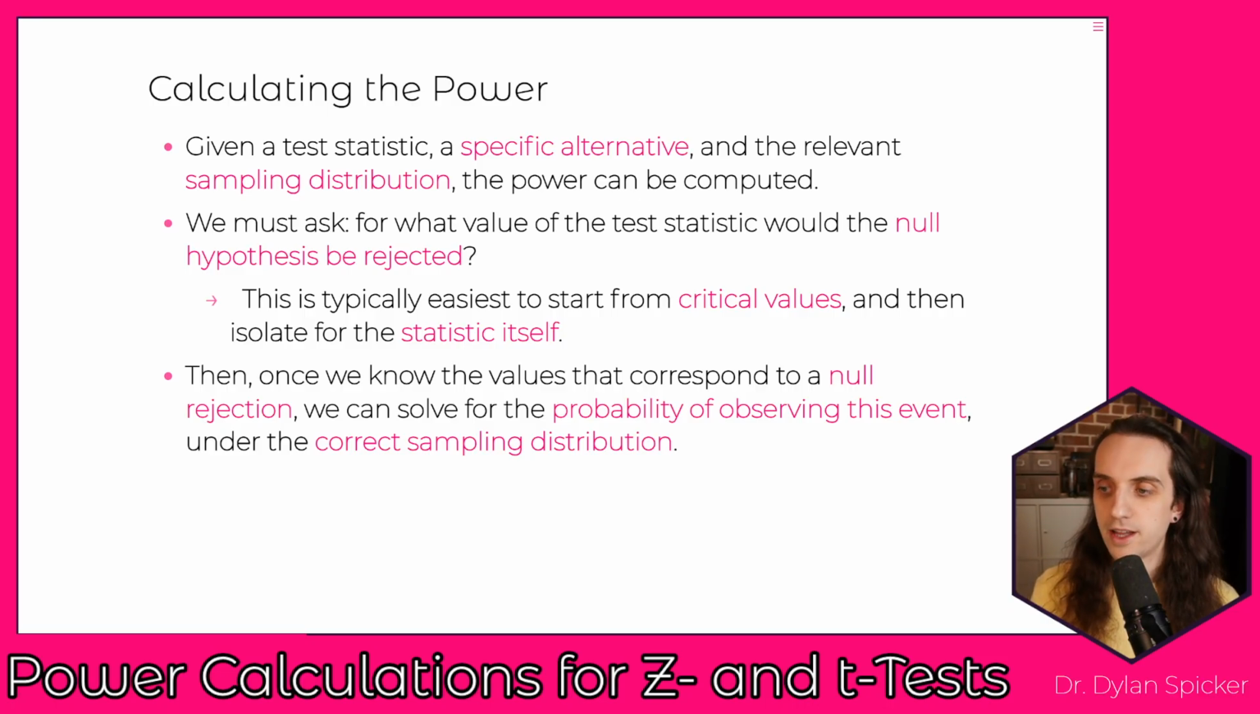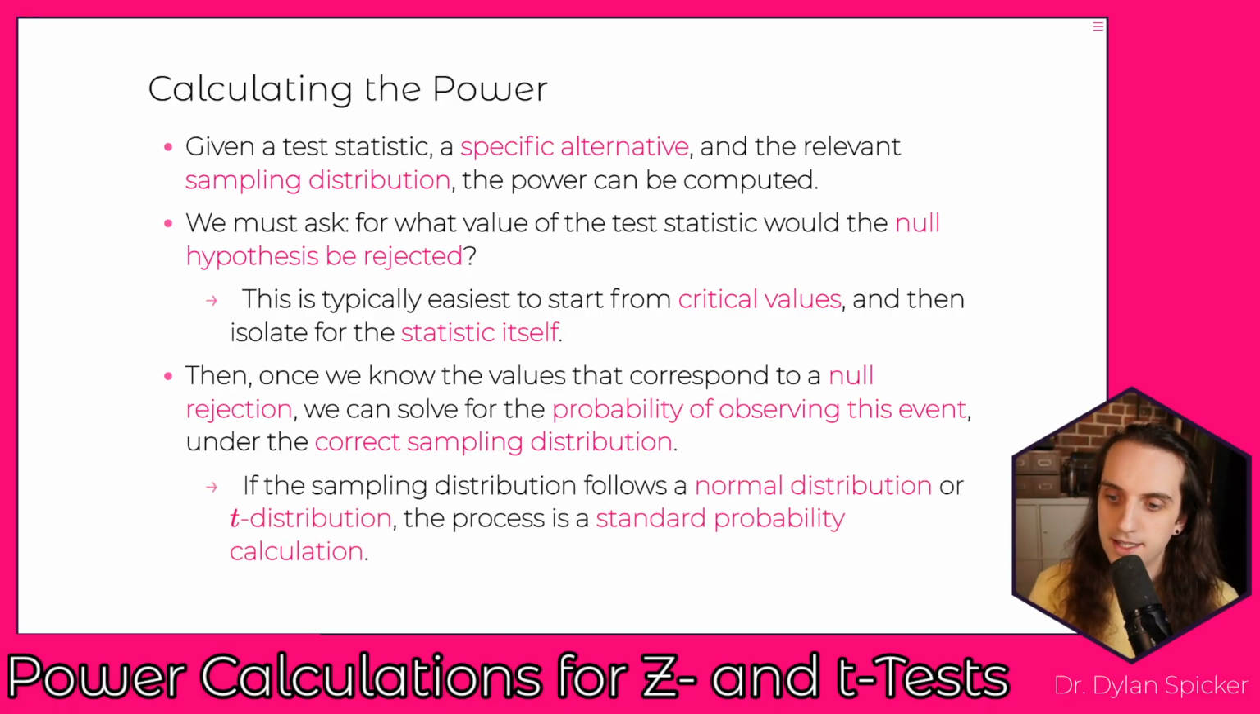So once we know the values that correspond to the rejection of the null hypothesis, we can solve for the probability of observing that event under the correct sampling distribution. If the sampling distribution follows a normal or t-distribution, then it becomes a standard probability calculation, where we will standardize that statistic and then use either the normal or the t-distribution to calculate the relevant probability.